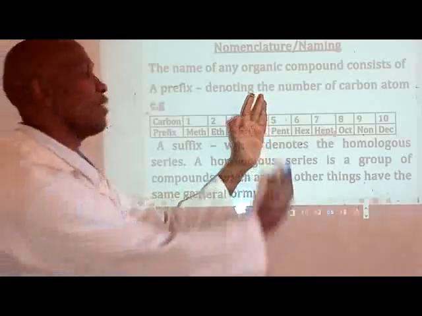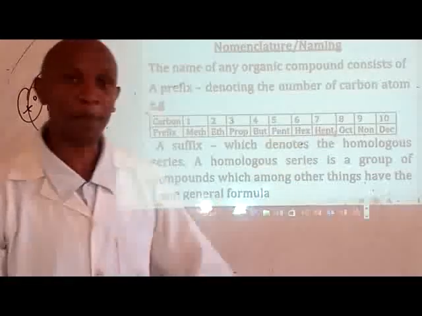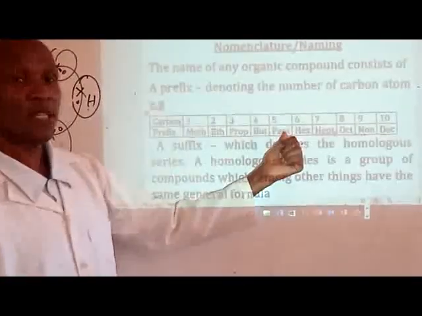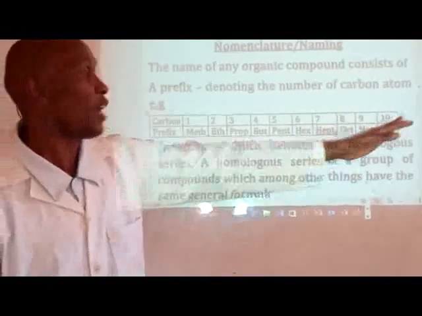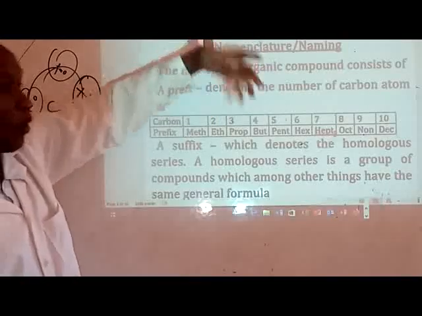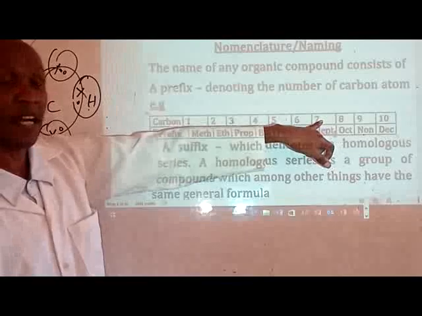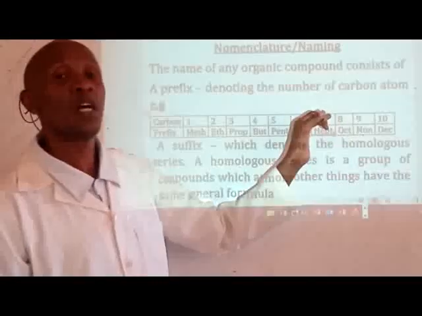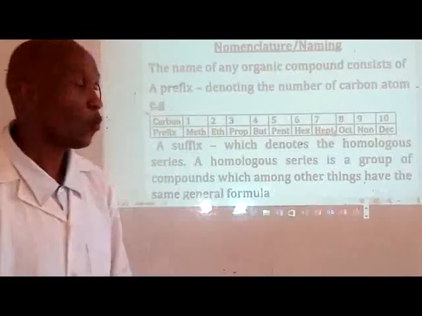The rest are as we have done in mathematics. We know a 5-sided figure is called a pentagon. So pent stands for 5, hex stands for 6, hept for 7, and so on and so forth. That is for any substance, whatever series it shall belong to. If it has 7 carbon atoms, it will start with hept. If it has 10 carbon atoms, it will start with dec.